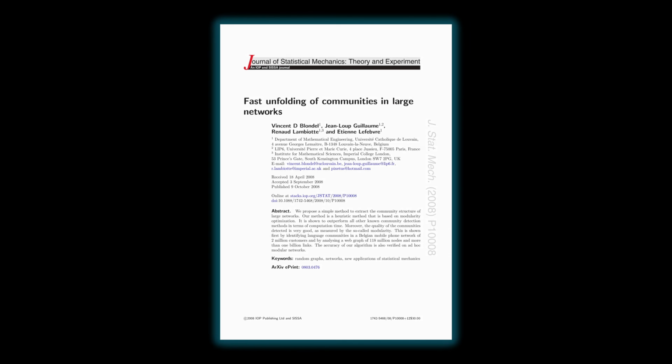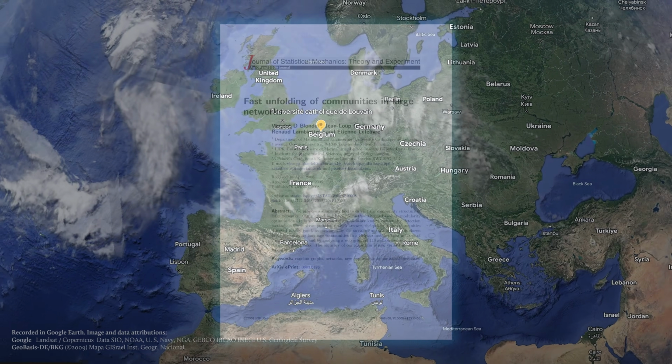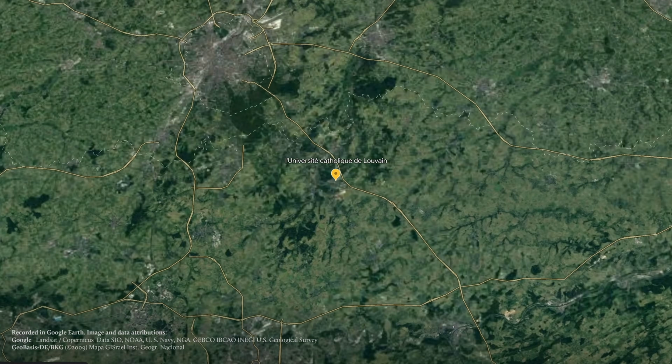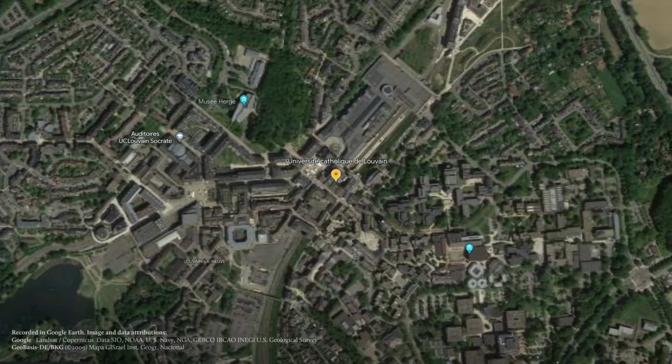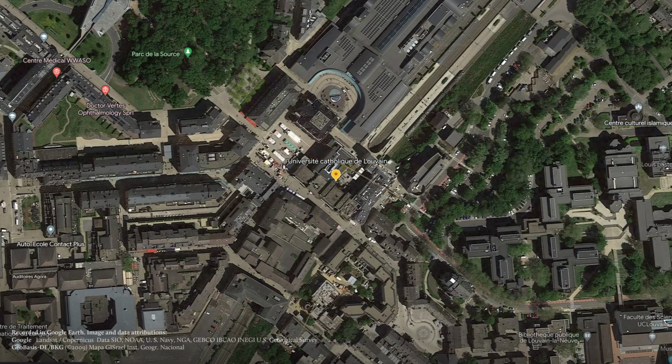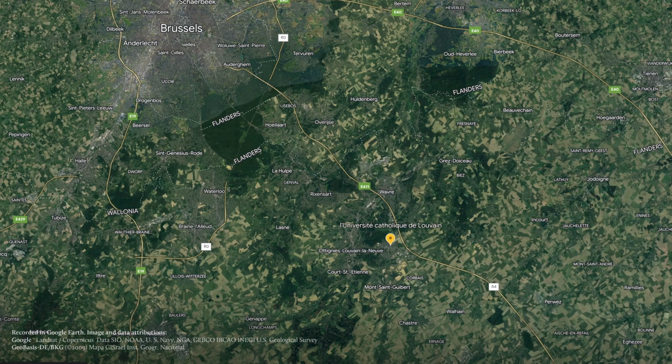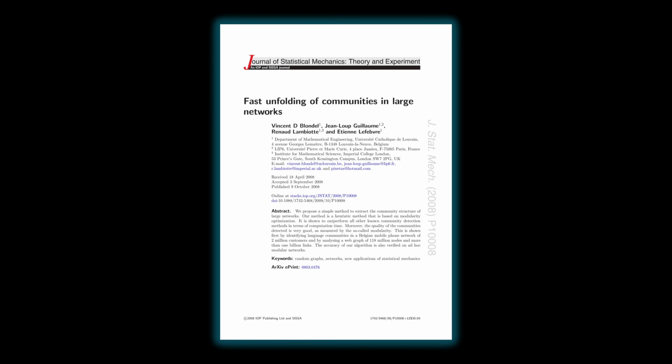Why this name? In 2008, Blondel, Guillaume, Lambiotte and Lefebvre published a paper called Fast Unfolding of Communities in Large Networks. And the algorithm presented there became popular under the name Louvain, a city in Belgium not far from Brussels. And Louvain-la-Neuve, word by word New Leuven, is home to a university where Vincent Blondel was head of Department of Applied Mathematics around that time. He's now rector of the university.